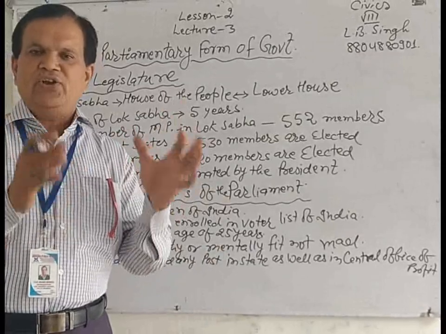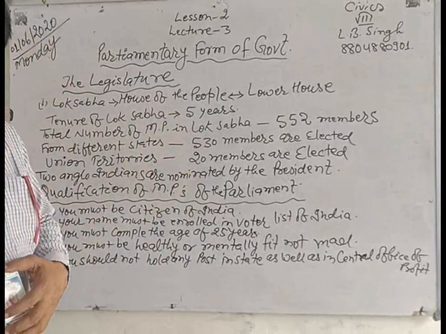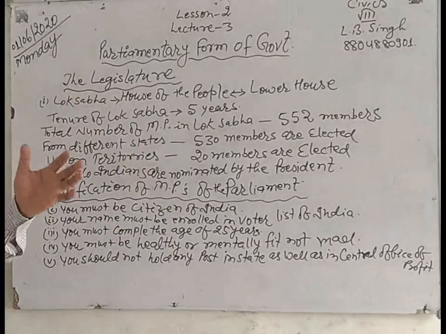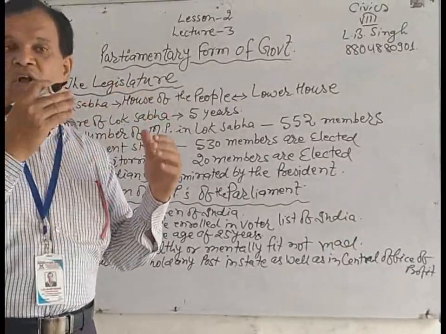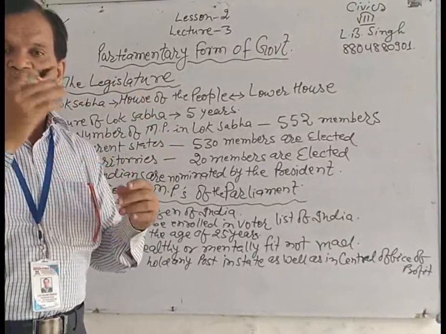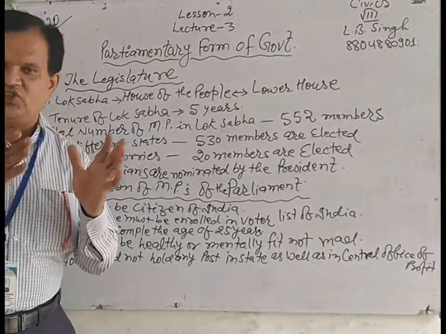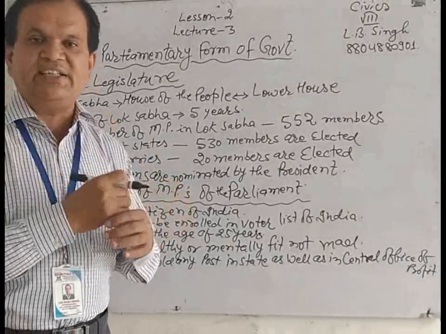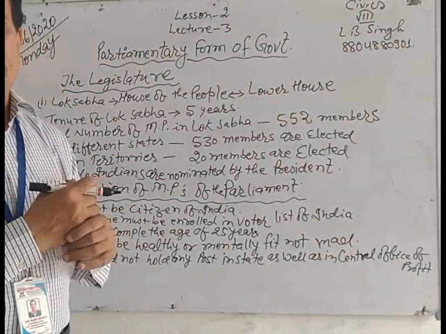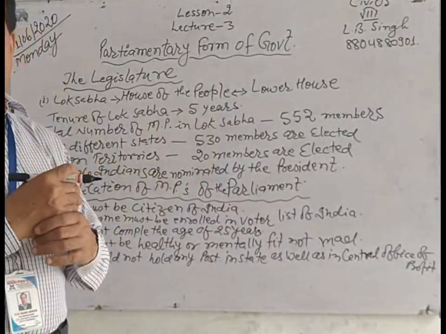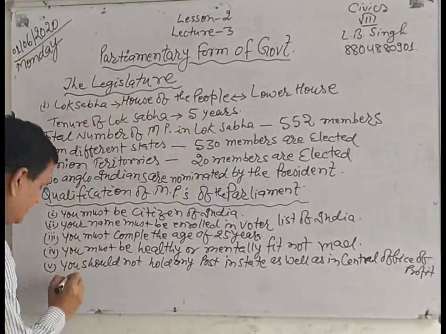You should not hold any post in the state government or the central government for the profit. आप किसी कार्यालय में, चाहे वो राज्य सरकार के कार्यालय हो या सेंट्रल गवर्नमेंट का, आपको किसी पोस्ट पर नहीं होना चाहिए। That means you are getting the salary from the state government or from the central government, then you cannot fight any election. Before that, you have to resign.